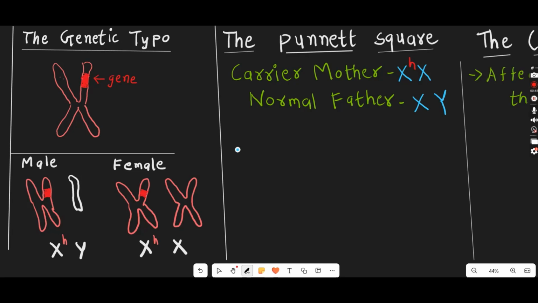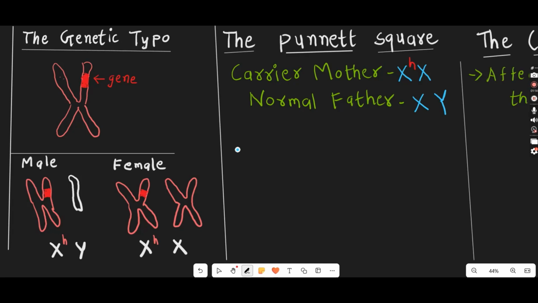Now, in males, there is only one X chromosome, correct? So there is no backup copy of this gene. While in females, you have two X chromosomes. So the second X chromosome acts as a shield, making her a healthy carrier.